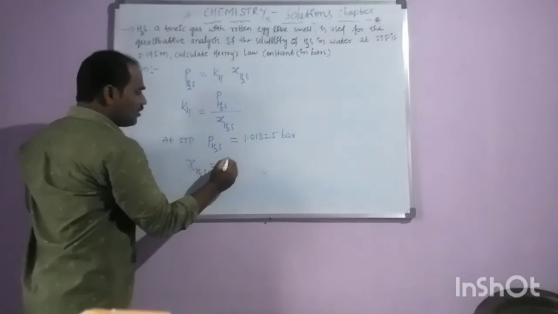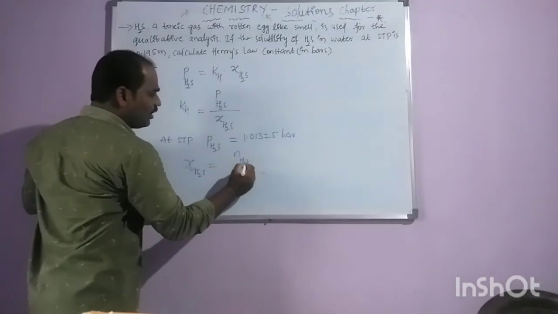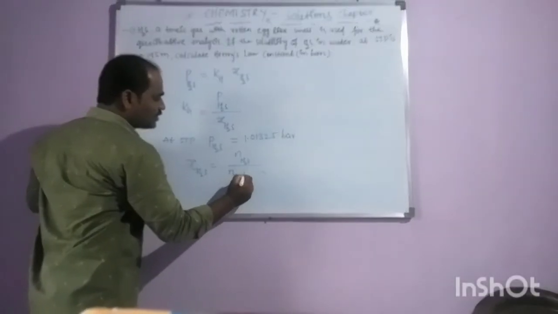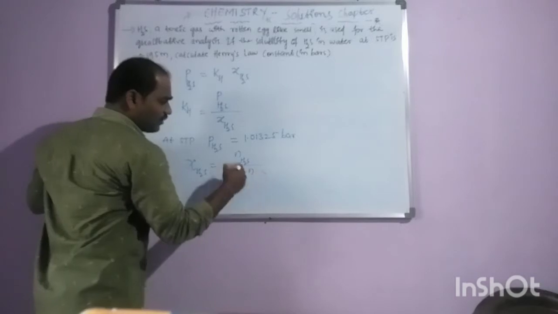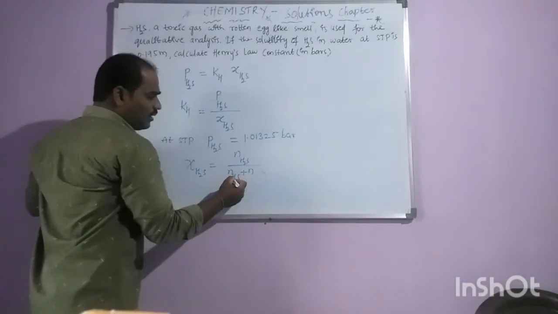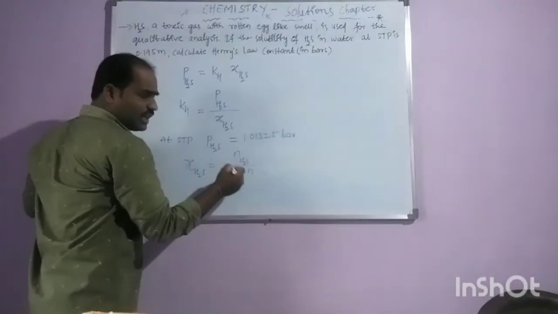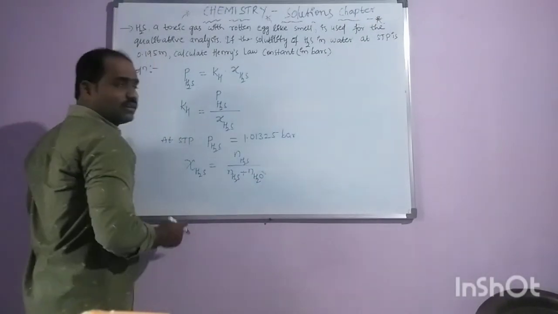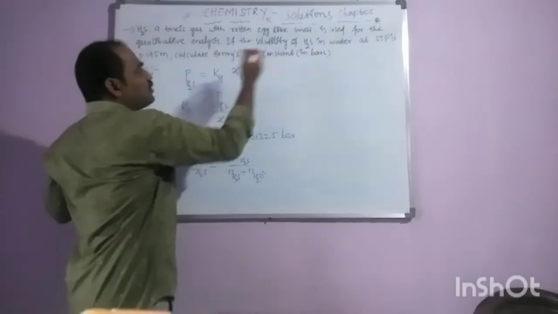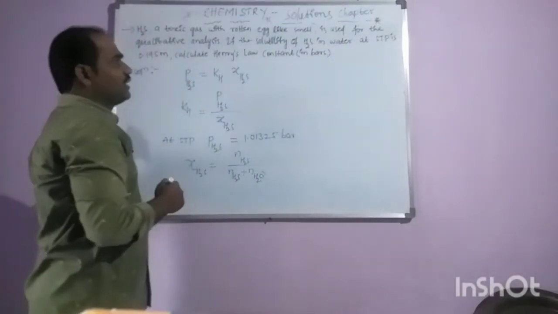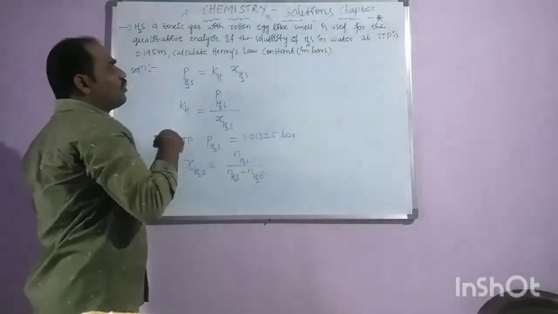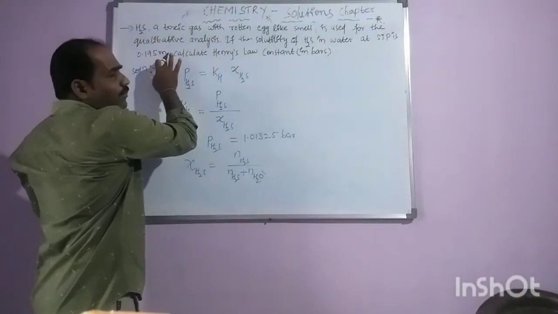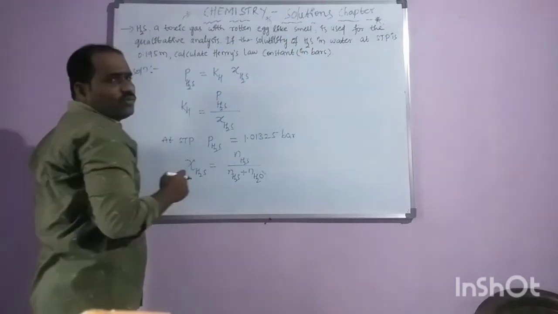Mole fraction of the gas is equal to the number of moles of the gas divided by the number of moles of the gas plus the number of moles of the water, because the gas is present in the water. Here at STP, 0.195 m of the gas is present in the water.